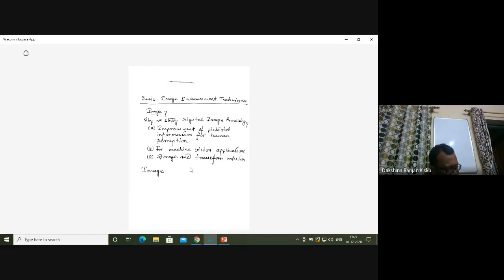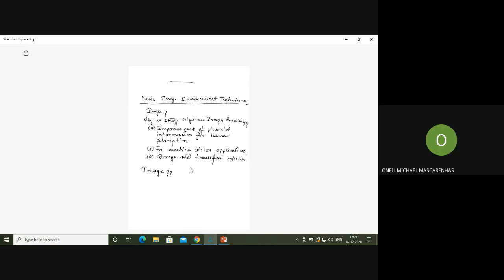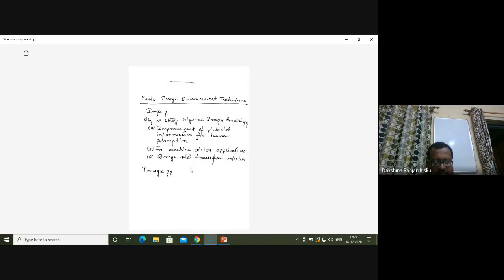What could we say about an image, or how do we define an image? What is an image? Collection of pixels. Yes, collection of pixels, or we can say collection of numbers. These numbers correspond to the intensity values. Now, if I consider an image which has dimension capital M by N, any pixel can be represented by two components: the X coordinate and the Y coordinate. X corresponds to rows and Y corresponds to columns.